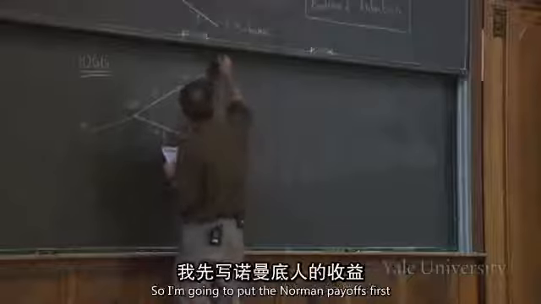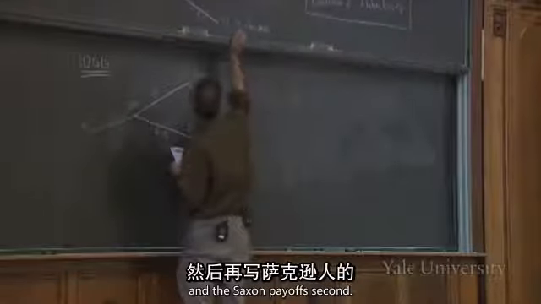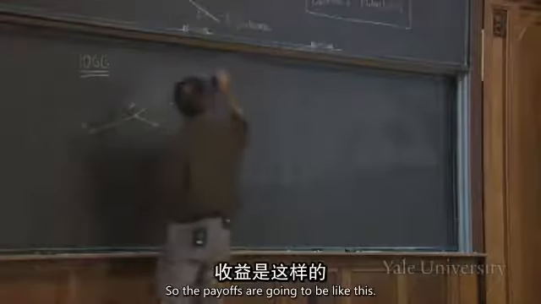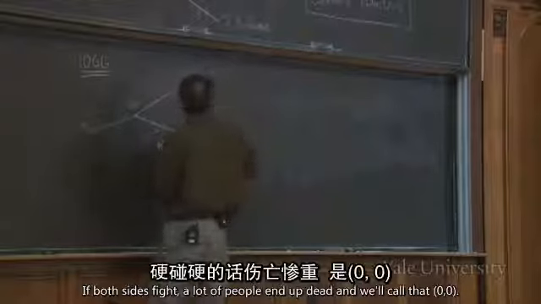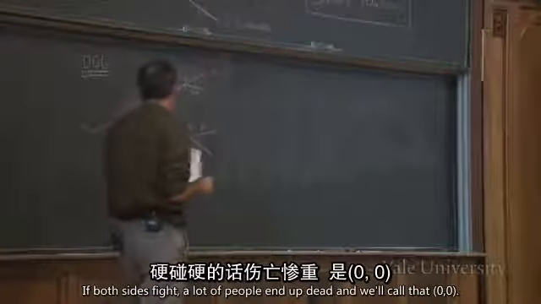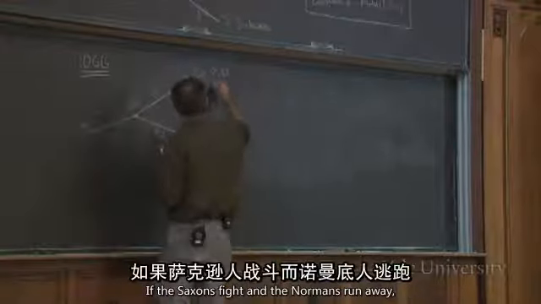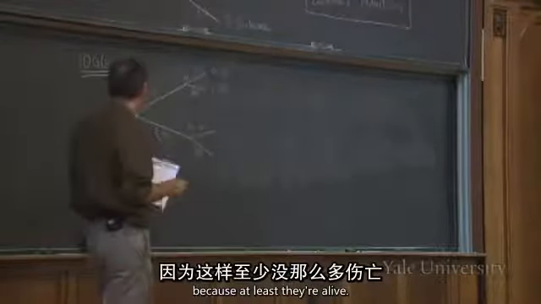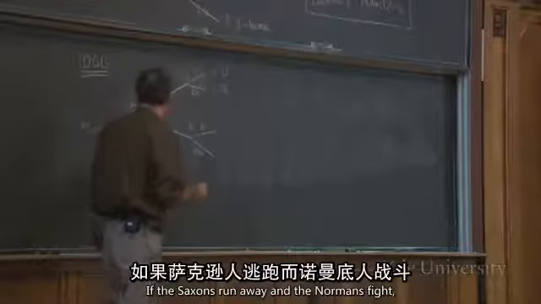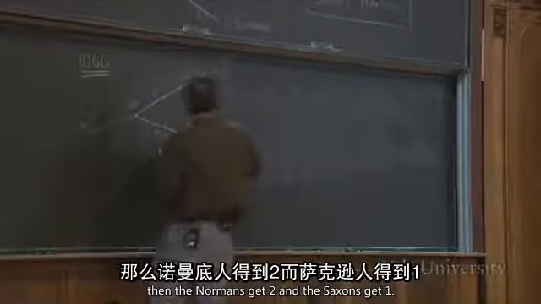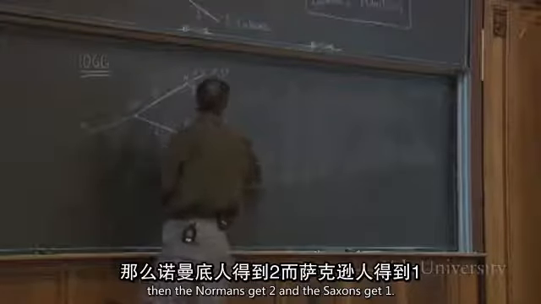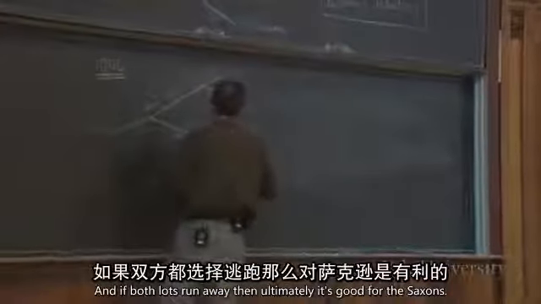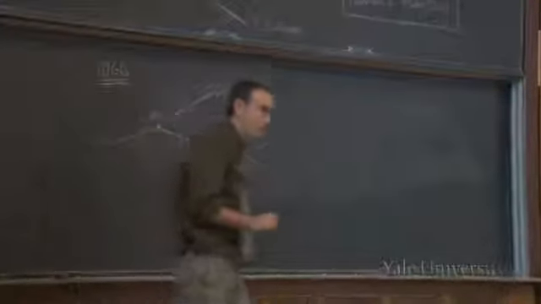So I'm going to put the Norman payoffs first and the Saxon payoffs second. All right? So the payoffs are going to be like this. If both sides fight, a lot of people end up dead, and we'll call that 0-0. If the Saxons fight and the Normans run away, the Saxons get 2 and the Normans get 1, because at least they're alive. If the Saxons run away and the Normans fight, then the Normans get 2 and the Saxons get 1. It just flips things around. And if both lots run away, then ultimately it's good for the Saxons. All right? So this is the game.